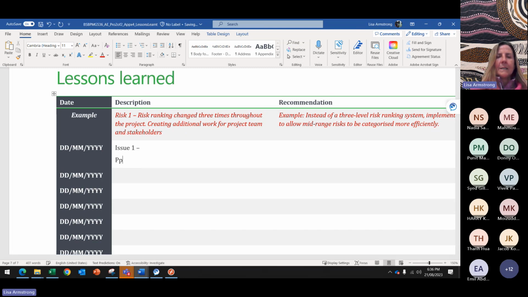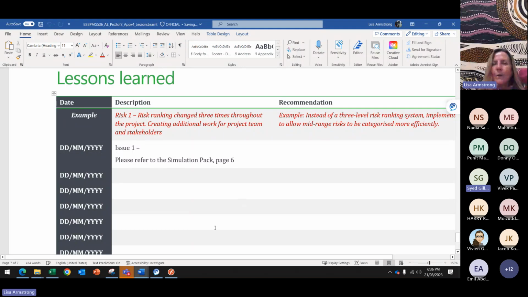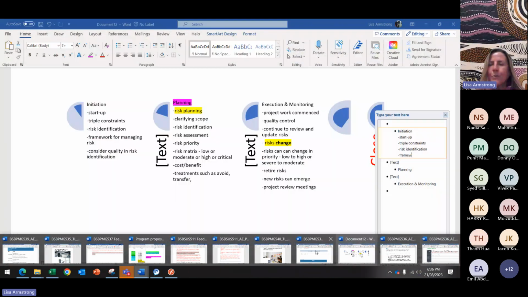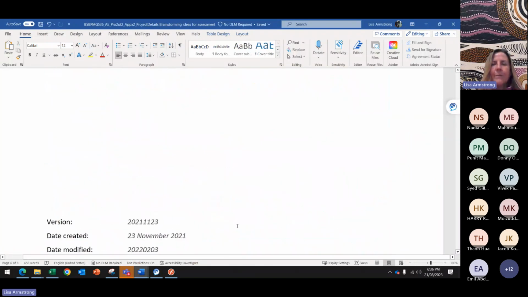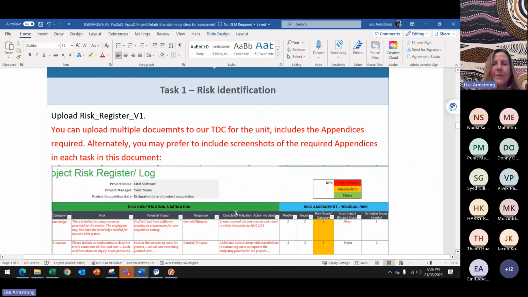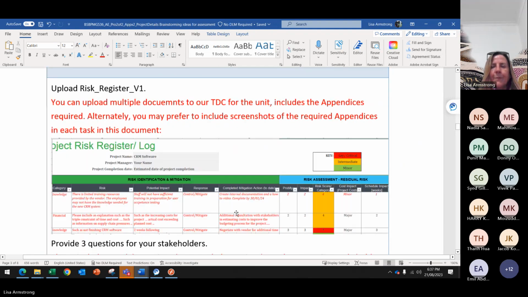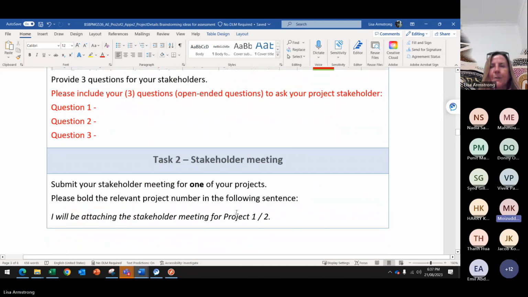So please refer to the simulation pack. What did I say? Page 6. I'm so sorry to ask you. Yeah, go ahead. How many risk logs are you at minimum looking for? Is 2 enough, or do you want us to have odd numbers, 3 or 5? No, I think, let me just go to this. So just going backwards, we have the initial risk register log, version 1, in task 1. Lisa, could you share the screen, please?